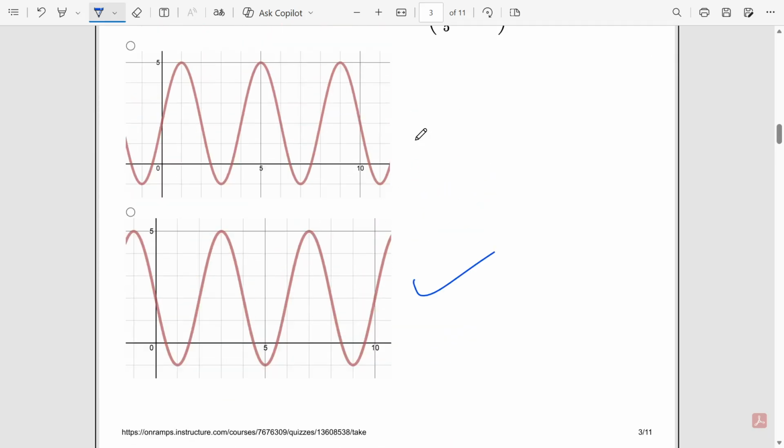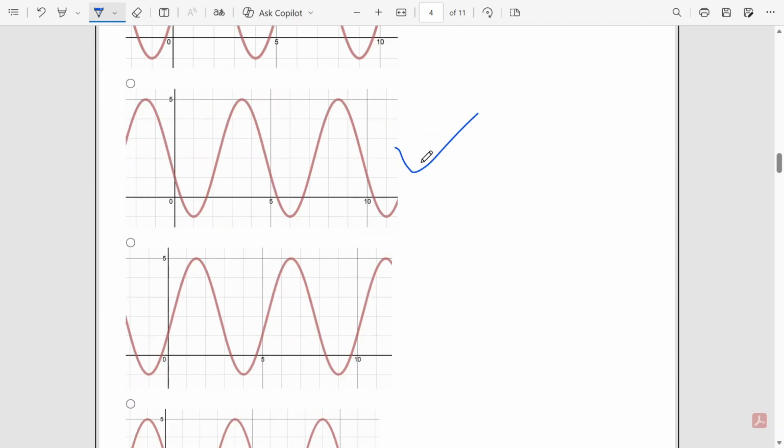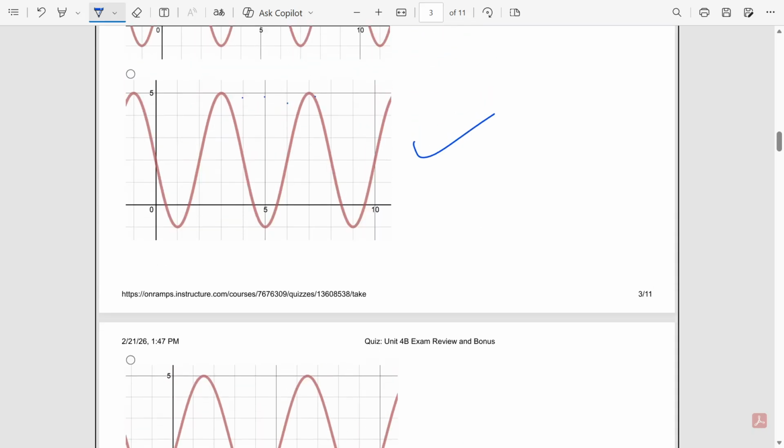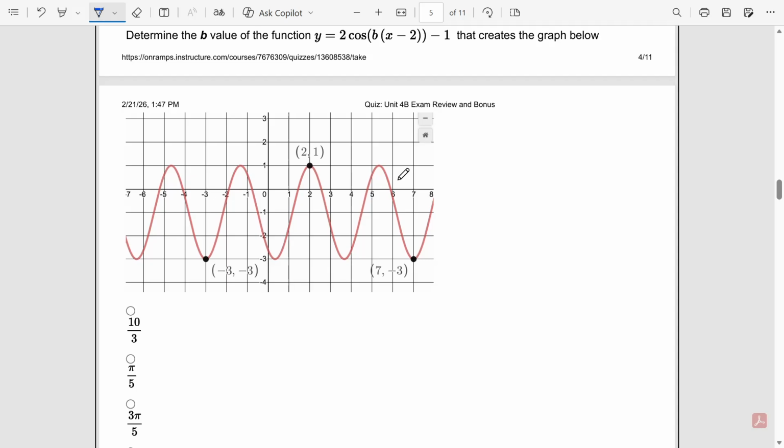Let me check between these two. Which one has a period of 5? 1, 2, 3, 4. Nope. 1, 2, 3, 4, 5. Just the distance between peaks. So it's that one. It's the first, second, third, fourth. The fourth one. And I just look at the different elements until I find that. All right, that's question 5. I'm doing 10 of these.